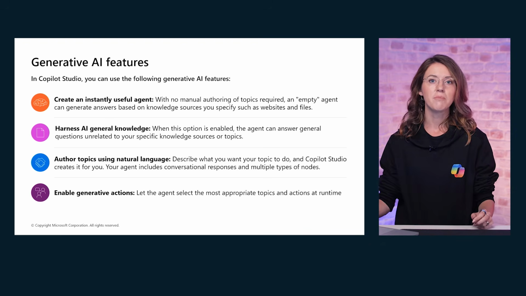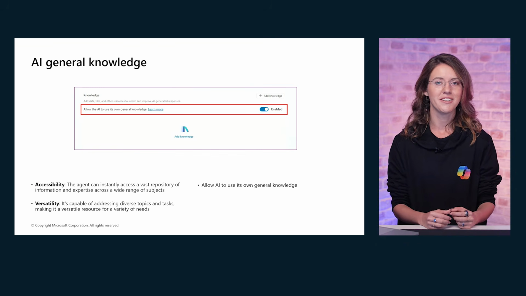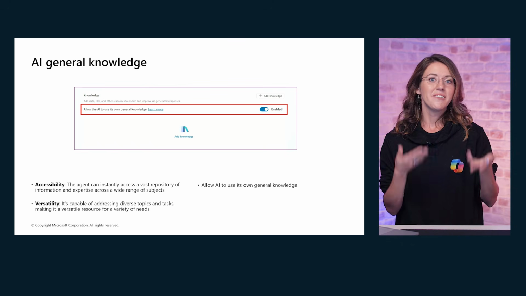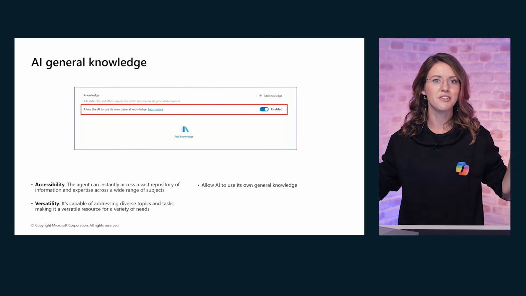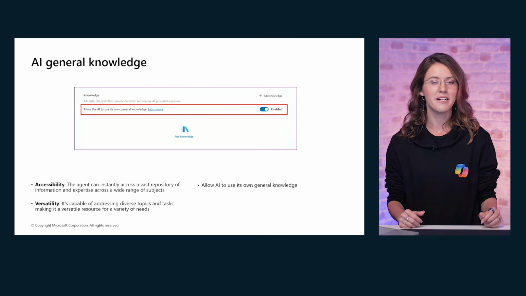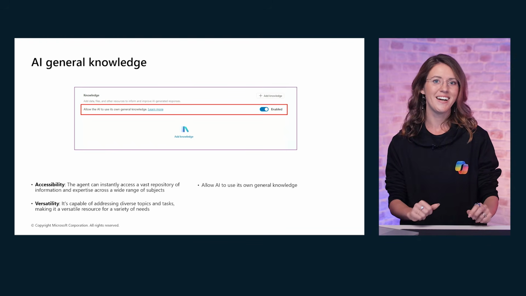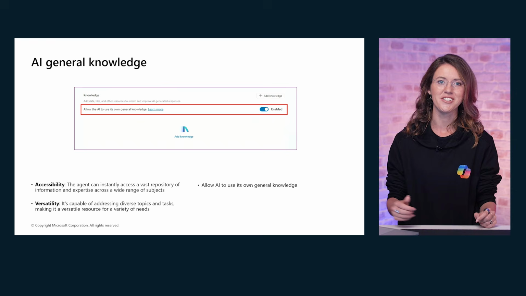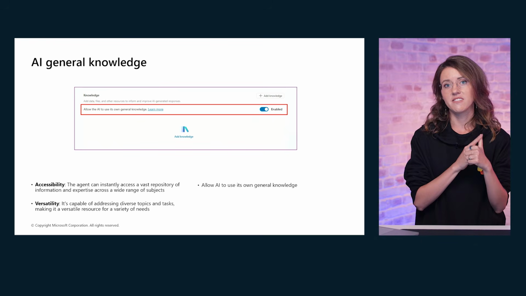One of the most powerful features in Copilot Studio is AI general knowledge. It allows your agent to respond to a wide range of customer questions, even those not covered by manually authored topics. And the best part, it's enabled by default when you create a new agent. So why use it? Let's start with accessibility.